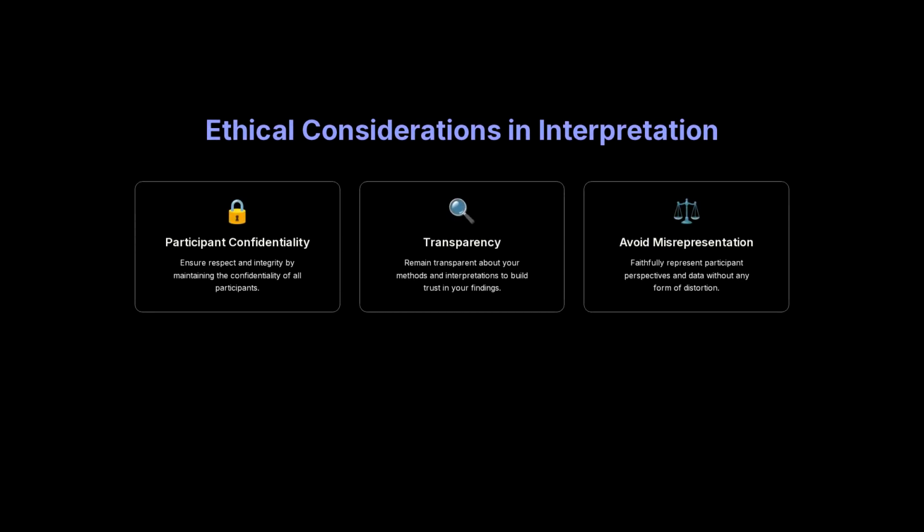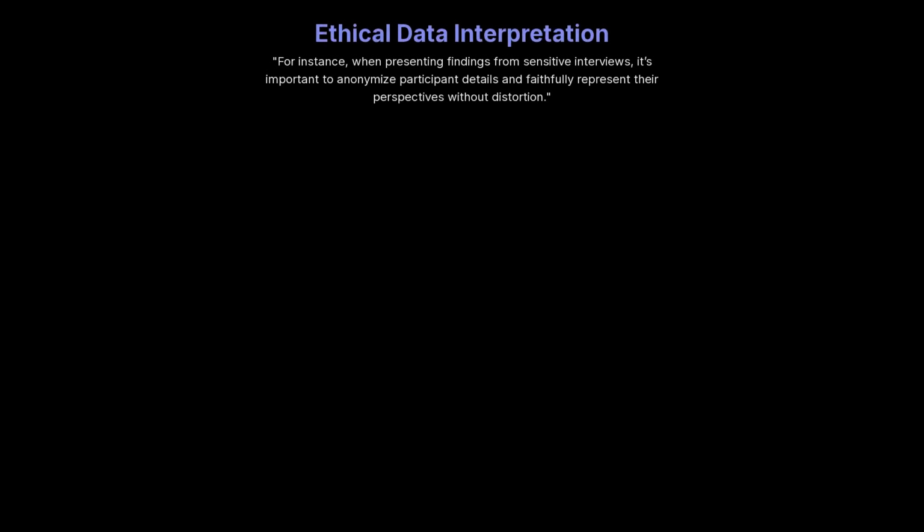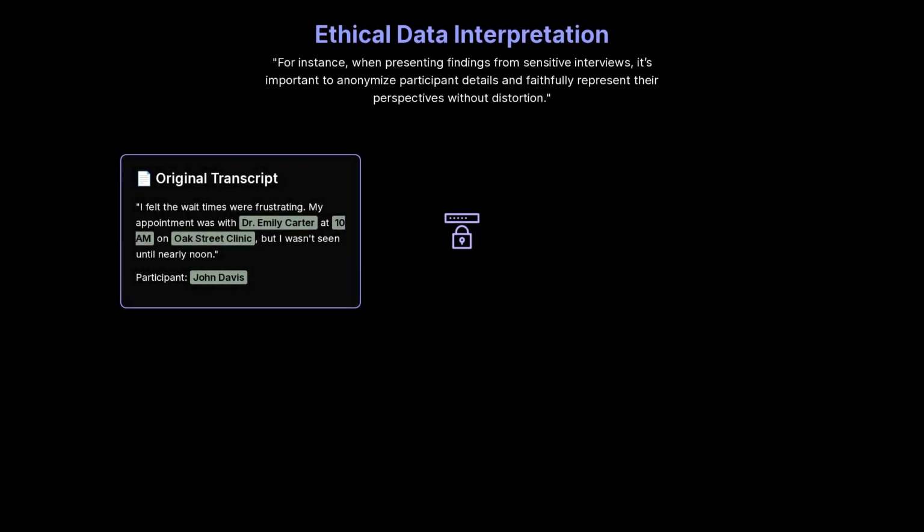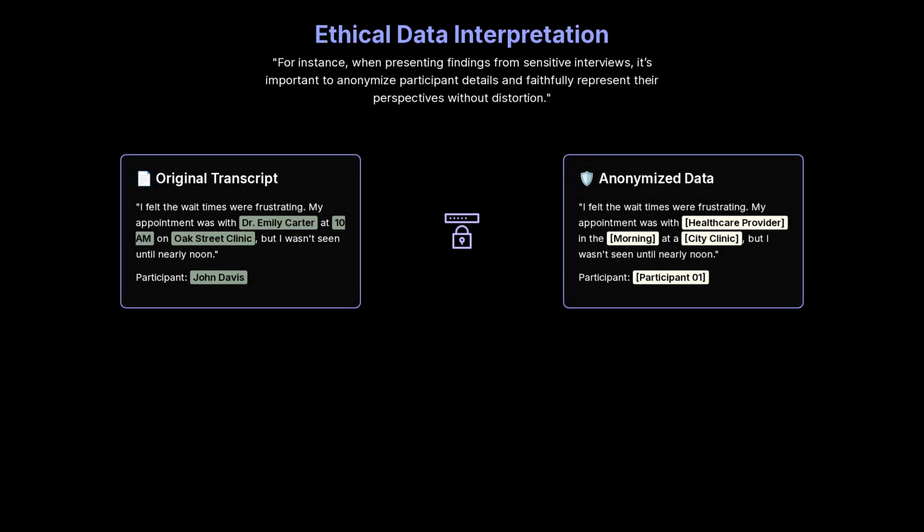Ethical considerations are vital when interpreting qualitative data to ensure respect and integrity in your research. This includes maintaining participant confidentiality, being transparent about your interpretations, and avoiding misrepresentation of the data. For instance, when presenting findings from sensitive interviews, it's important to anonymize participant details and faithfully represent their perspectives without distortion. Adhering to ethical guidelines ensures that your research is conducted responsibly and respectfully.